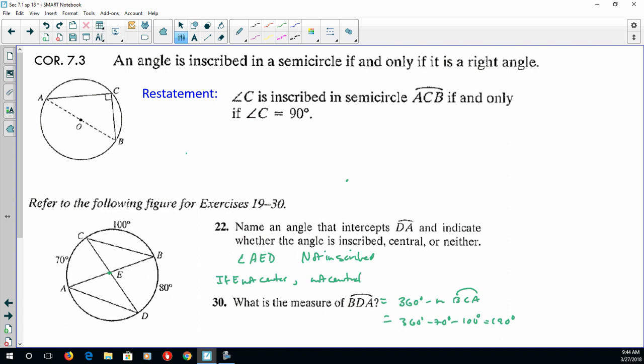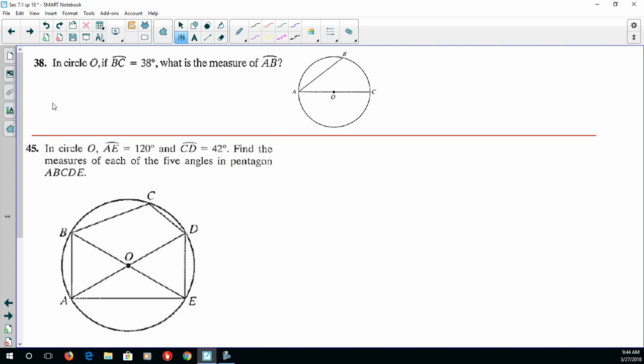Okay, a few more. Here's one that's just terribly easy. Number 38. If arc BC is 38 degrees, so this is 38 degrees, then what's AB? Well, AC is a diameter, so the measure of AB is going to be 180 degrees minus 38 degrees, which is 142 degrees. Now, BC does not look like a 38 degree angle, but if they say this is 38 degrees, then it's 38 degrees.